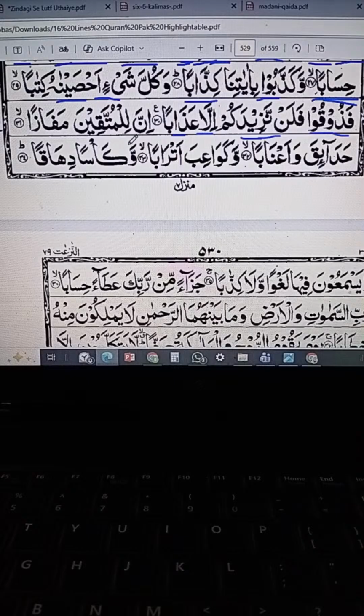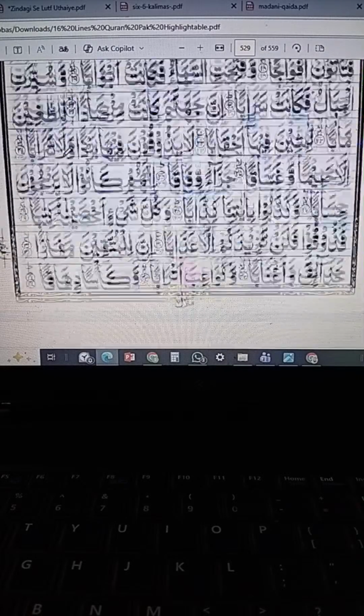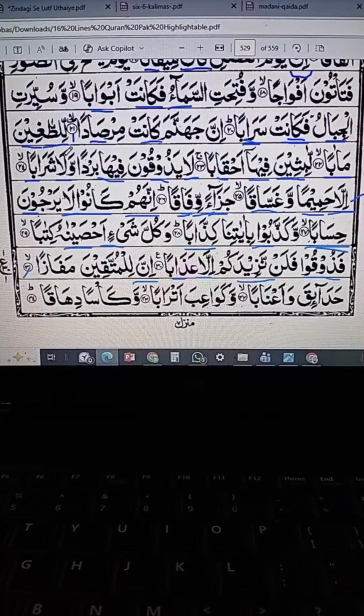Inna. In this, as you can see, noon has a W sign, shad, noon is mushaddad here, we have to do gunna. Noon and meme mushaddad are always read with gunna. Inna lil muttaqina mafaza. This is ayah number 31, completed here, and in this lesson again we will go back. We have to find out and see the most important words.